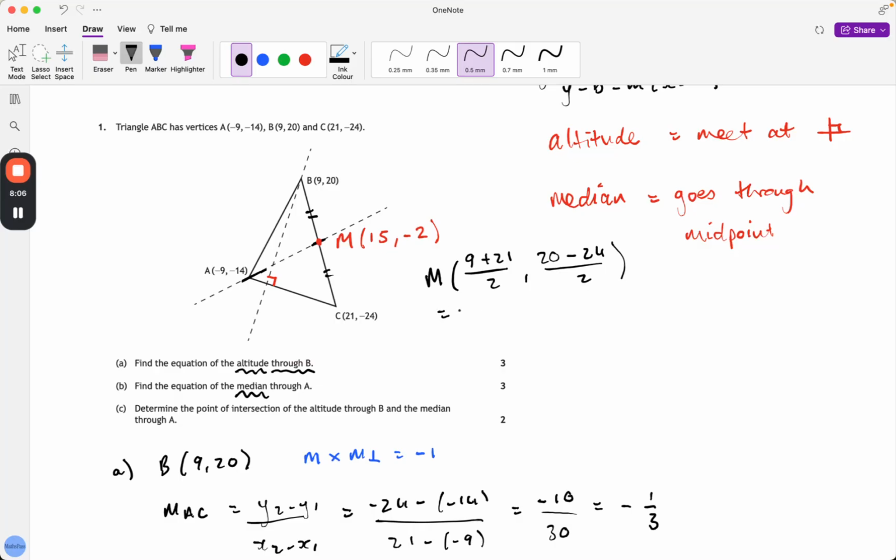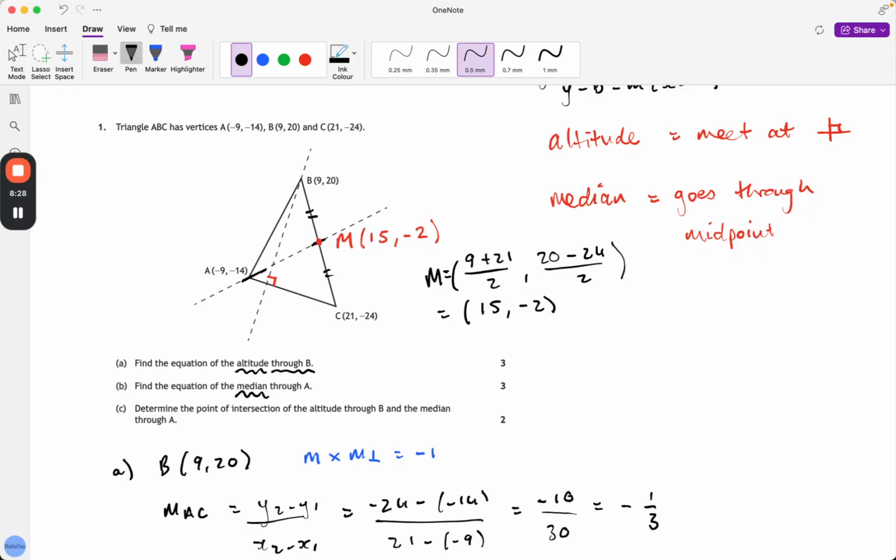And then that is going to be the same as, so 9 plus 21 is 30, so you've got 30 over 2, which is 15, and then 20 minus 24, that's going to be minus 4, minus 4 divided by 2 is minus 2. So either way, you're going to get that 15, minus 2 popping out. Grand, so now we know what that point is, we just have to find the gradient.